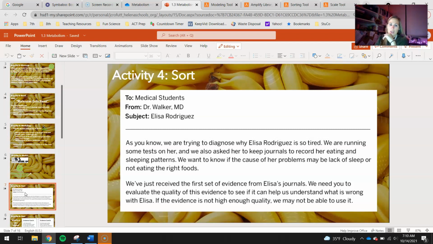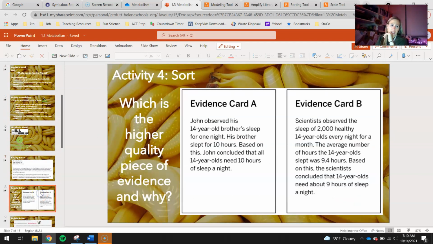We need you to evaluate the quality of this evidence to see if it can help us understand what is wrong with Elisa. If the evidence is not high enough quality, we may not be able to use it. So really, what you guys are going to be sorting in this is not so much what claim we're looking at like we've done before, but how quality is our evidence? Is it something we can use to help diagnose Elisa, or is it just kind of a piece of fluff that really isn't going to help us make an appropriate diagnosis?